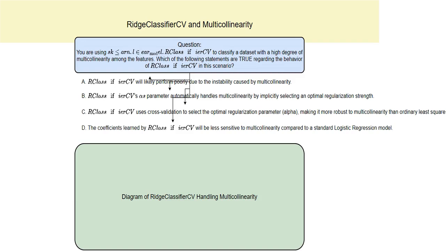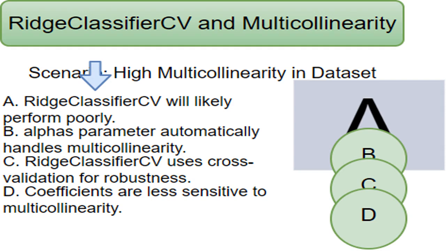This is the title summarizing the focus of the problem. It's highlighting the central concept that I'll need to understand: the relationship between RidgeClassifierCV and multicollinearity. I think statement A is incorrect.